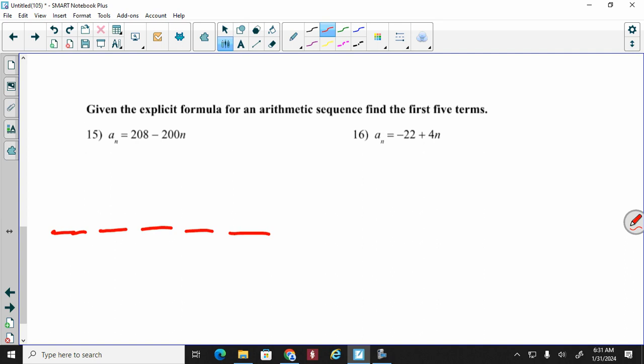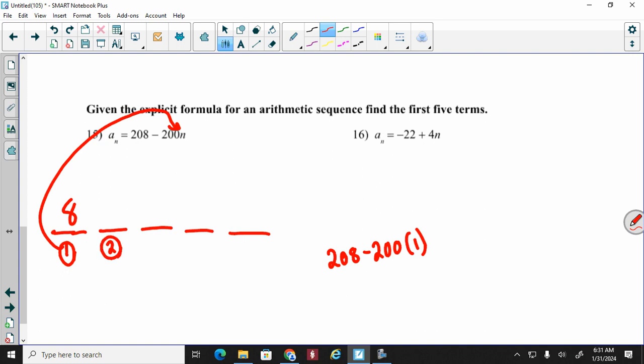So same concept, except now we're dealing with the closed form formula. Now remember, guys, to find the first term, you have to take the little 1 and plug it into n. You got to do that. So it's off to the side. It's 208 minus 200 times 1. So when you do the math, your first term ends up being 8.